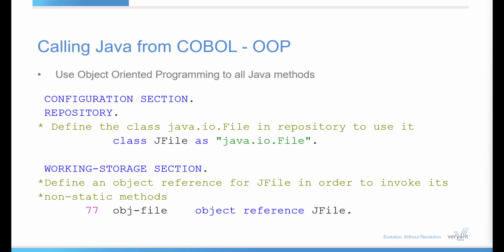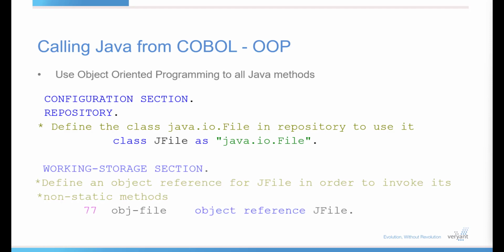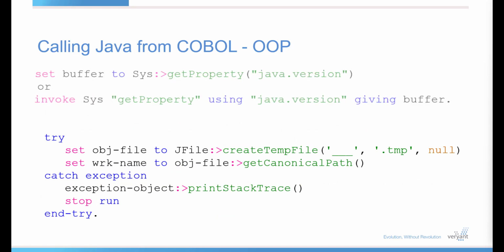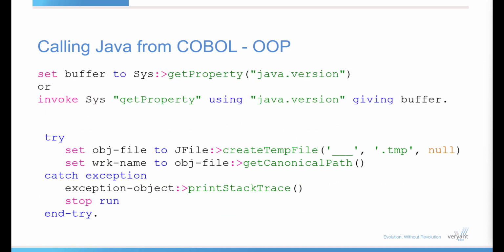One way to call a Java method is to use object-oriented programming in a COBOL program. Now there are three basic parts to this. You add a repository section and you list the Java classes that you need. And then you declare an object reference to access any dynamic methods in the class. And then you use either the direct method or the invoke syntax to call the methods of those classes. Now here's an example of both.